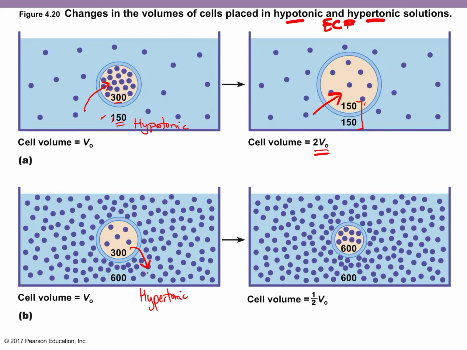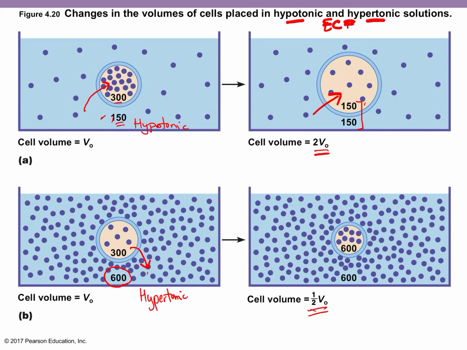And how much water will move outside the cell? Well, until the osmolarities are equal. And for that to happen, since the outside is twice the osmolarity as inside, we have to shrink by half in order to equalize the concentration gradient or the osmolarity. So the overall lesson here is that water moves according to its concentration gradient, and that concentration gradient is set up by the solutes.